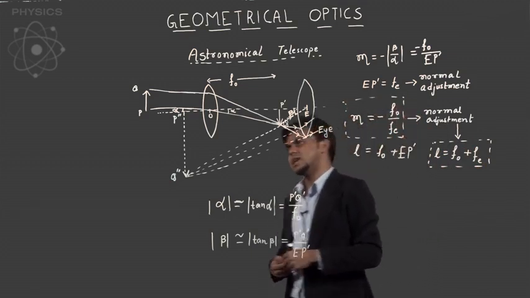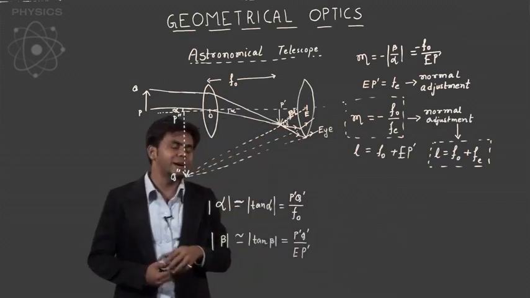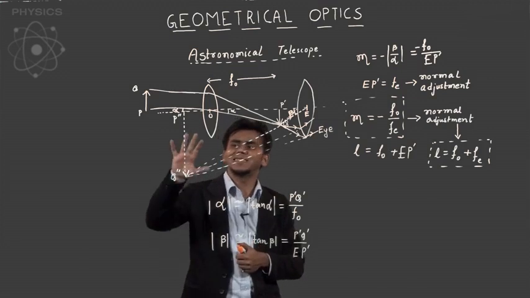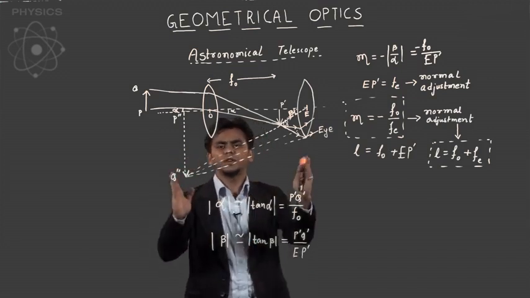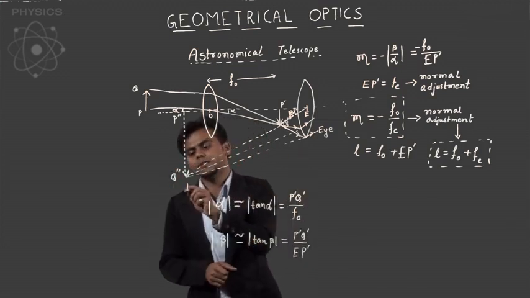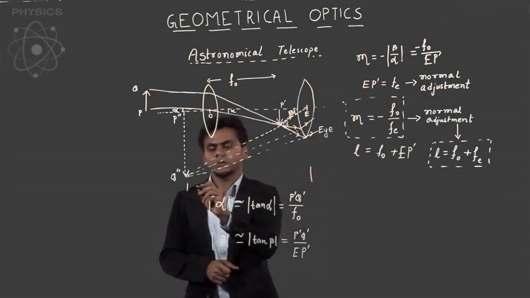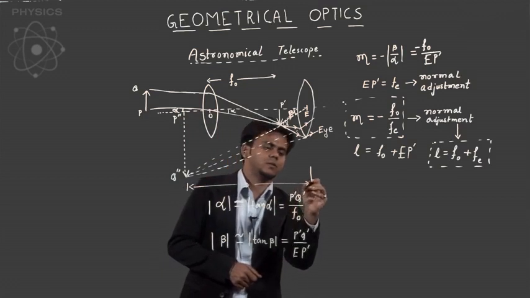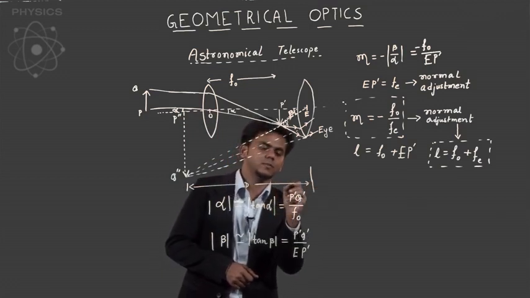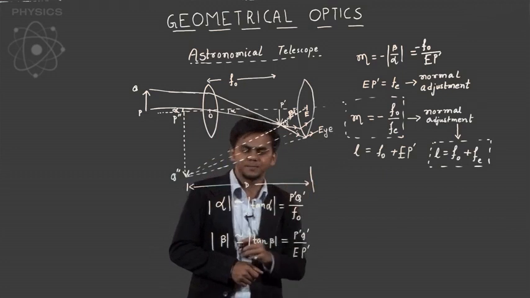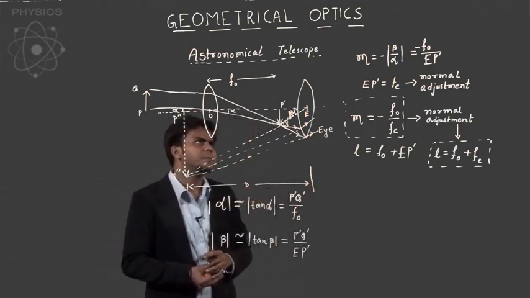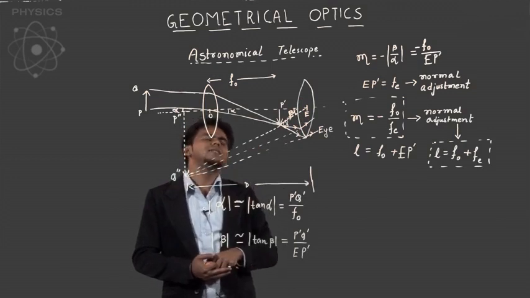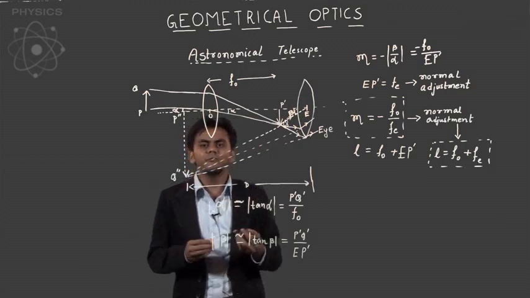Now let's talk about this diagram. When my eyes are perceiving the image of the object to be at this position, this length over here, this guy over here, is your D, just magnitude wise, the least distance of distinct vision. And this thing is your EP dash, and the focal length of the eyepiece is FE.